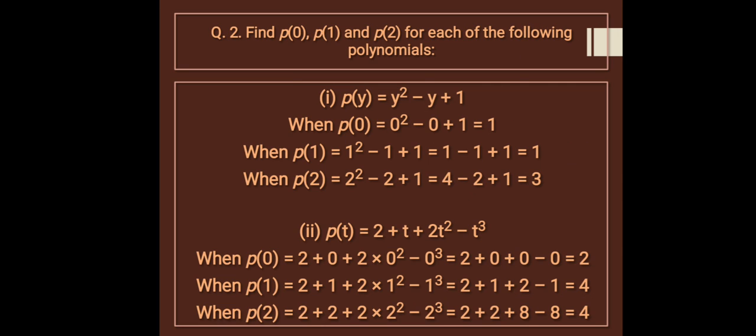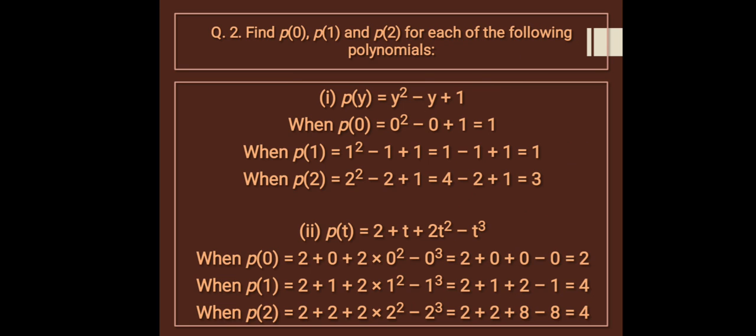When y equal to 1, then it is 1 because 1 square minus 1 plus 1 equal to 1. When the value of y equal to 2, then the value of this polynomial would be 2 square minus 2 plus 1 equal to 4 minus 2 plus 1 equal to 3.